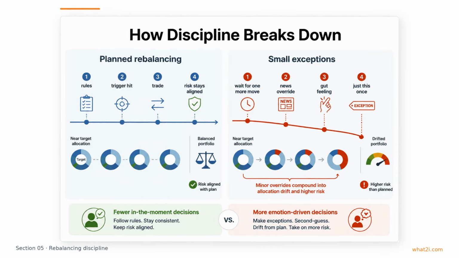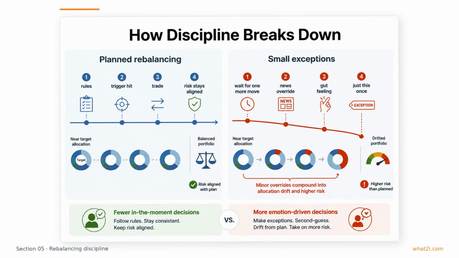Each exception feels temporary and reasonable when viewed alone. But over time, these small departures add up and leave the portfolio drifting farther from its intended design. The real danger is that written rules slowly get replaced by in-the-moment judgment. Once that happens, the process becomes harder to repeat consistently.